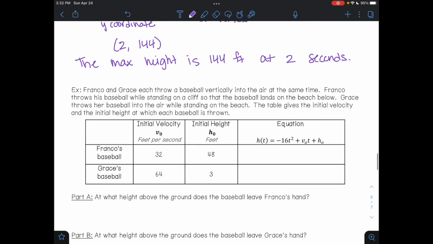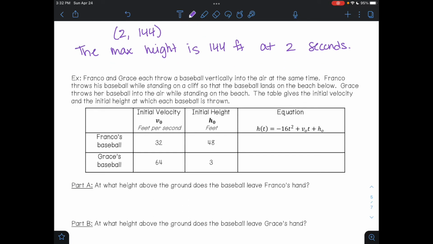On the next example, it says Franco and Grace each throw a baseball vertically into the air at the same time. Franco throws his baseball while standing on a cliff so that the baseball lands on the beach below. Grace throws her baseball into the air while standing on the beach. The table gives the initial velocity and initial height at which each baseball is thrown.